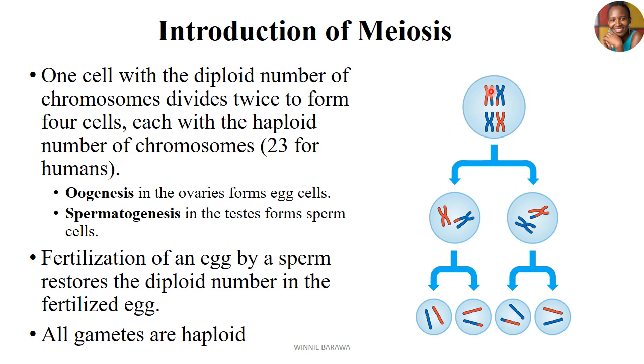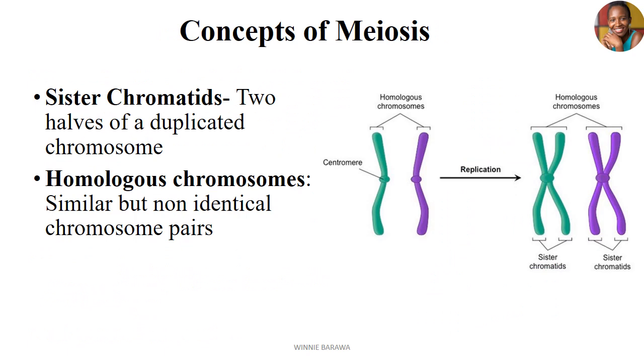So how can we summarize meiosis? In meiosis, we are saying this is a cell division process where a diploid number of chromosomes will divide twice to produce four daughter cells that have half of the original parent cell chromosomal number. So if we started with 46, we will end up with 23 in each of the daughter cells.